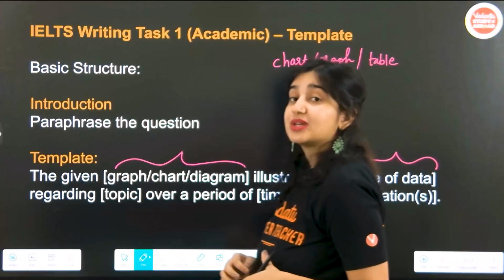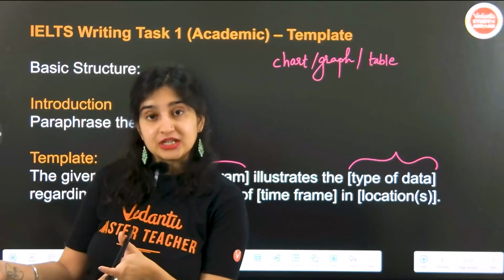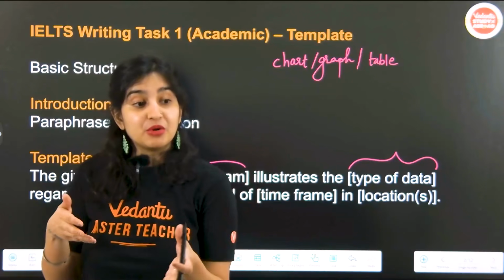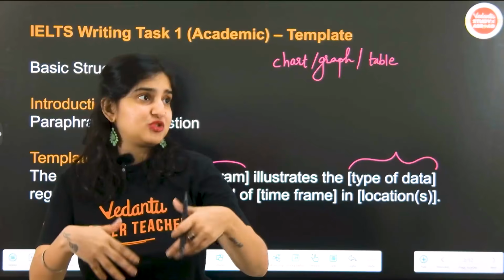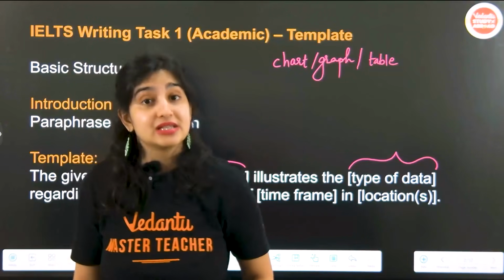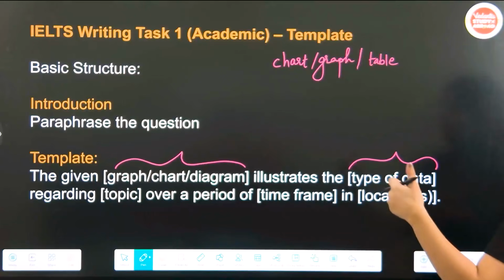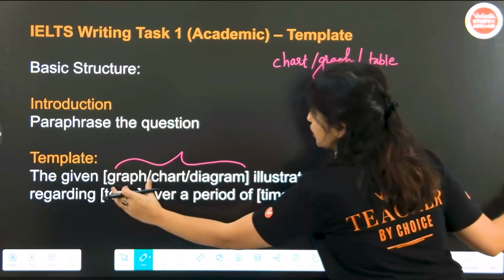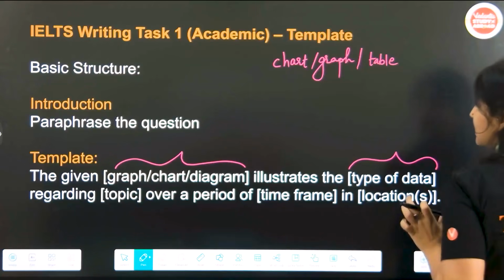So here you can have multiple things. Maybe it's showing you a percentage of population. Maybe it's showing you the number of something sold. Maybe it's showing you the number of children who attended school, stuff like that. You need to plug that in over here, regarding the topic, over a period of, and give the time frame, in this location.